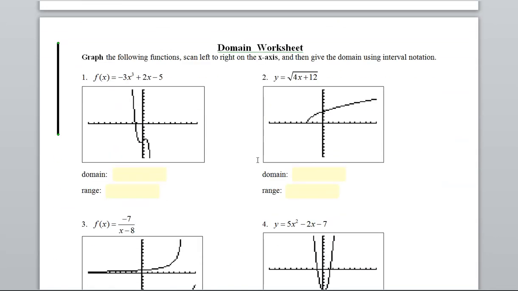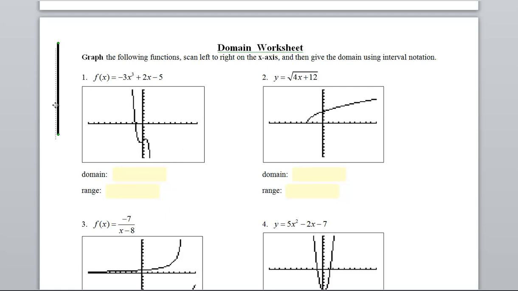Okay, this is a domain worksheet. You're going to have to graph the functions, and then scan left to right on the x-axis, and then give the domain using interval notation. I've added also the range. So first thing we're going to do is go through and look at domain. Now, if you put this on your calculator on Zoom 6, you should have this picture. And also, maybe in the next TI they'll put arrows, but for right now you have to imagine.